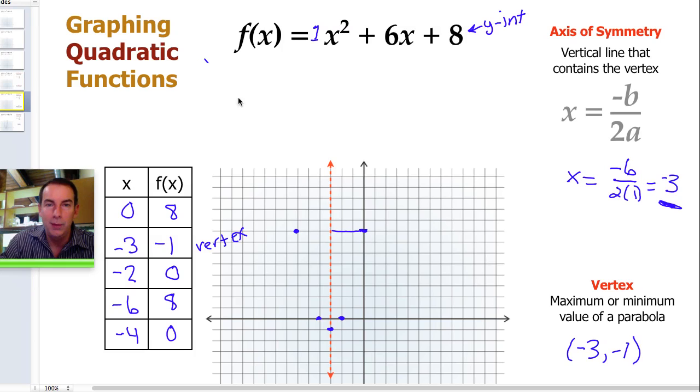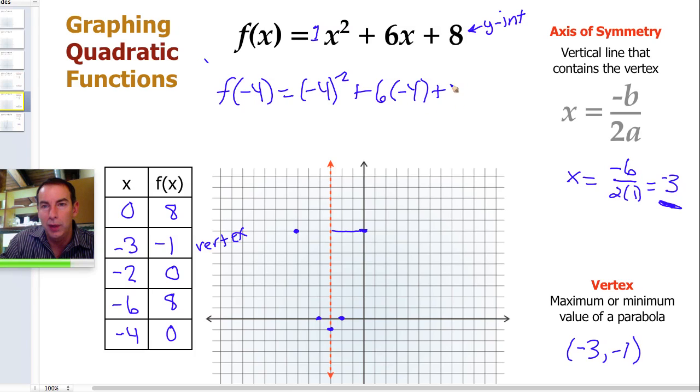All right, let's find f of -4. There we go. F of -4 equals -4 squared plus 6 times -4 plus 8. -4 squared is 16. 6 times -4 is -24 plus 8. 16 plus -24 is -8 plus 8 is 0. So I was right. So f of -4 is also 0. So now I have 5 points on my graph, and I can plot my parabola.